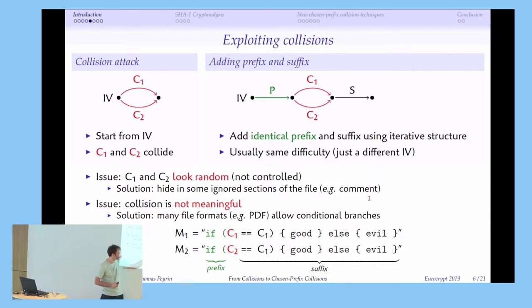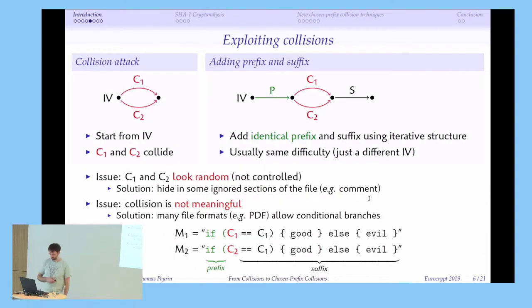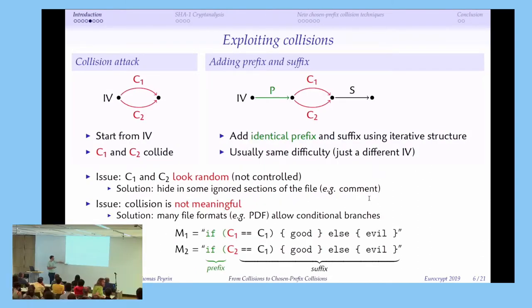But now when you try to view this document or to execute them, if they could be executed, they do very different things, because the condition is true in one case and false in the other. So now you have two very different documents, and both of them have the same hash value. And this is actually what was used to build those two PDFs here. So this is what we can do now in terms of practical attack.